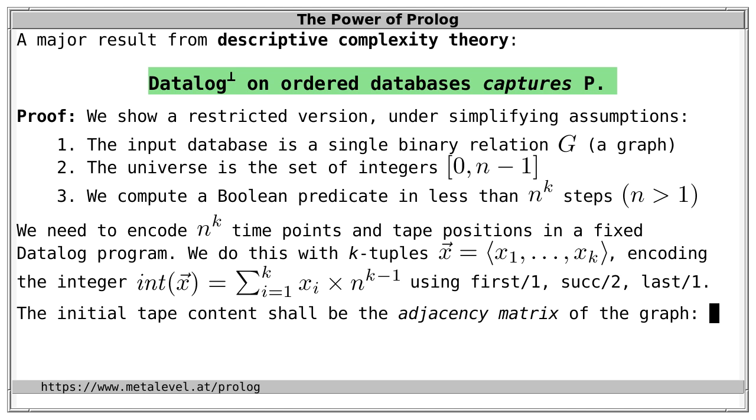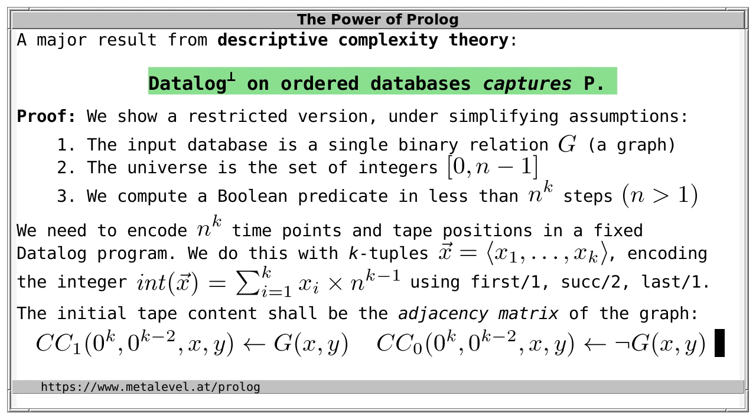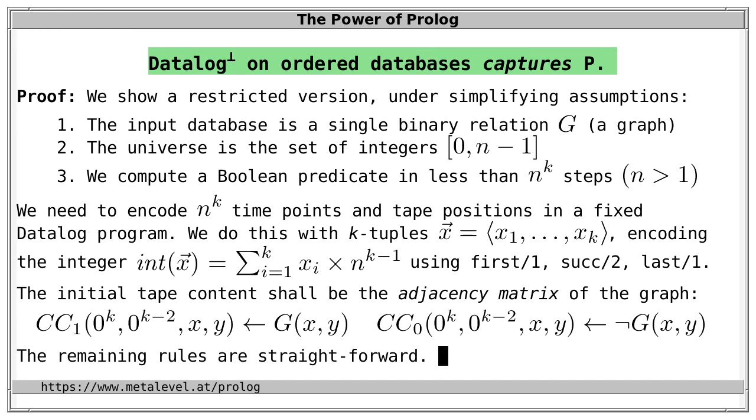And as initial tape content, we write the adjacency matrix of the given graph on the tape. We say the tape content at time 0 shall be 1 at the matrix position x and y if there is an arc from x to y. And it's 0 if there is no arc from x to y. So here is the only place we are making use of negation, but only for facts. That's why we need semi-positive Datalog. So that's the initial tape content and the remaining rules are straightforward. So to verify the property, we write the graph on the tape and then run the Turing machine expressed as Datalog rules. And I leave generalizing this proof to other cases as a challenge.